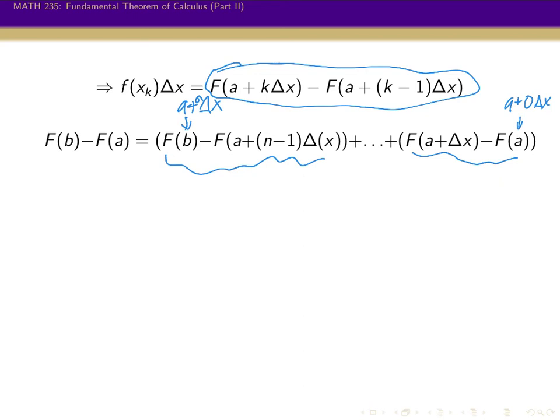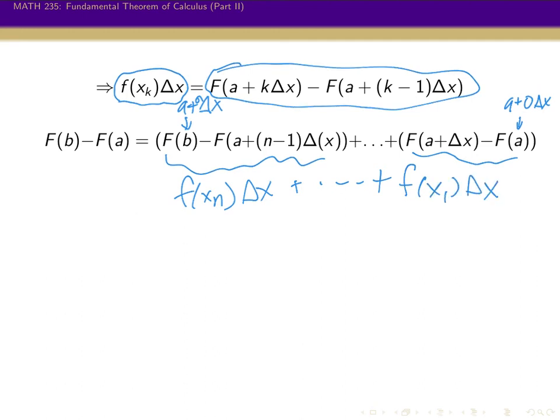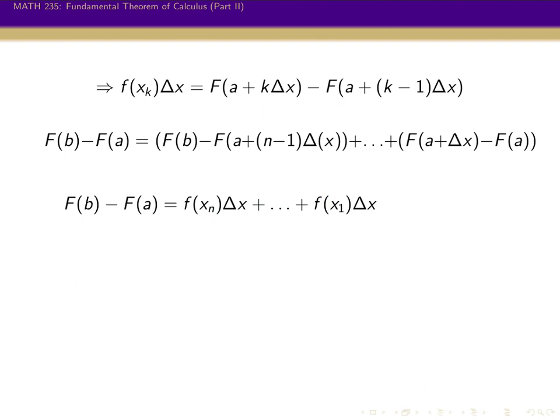And so we can substitute in for each of these differences the appropriate f of x sub k times delta x. So this first one is going to be f of x sub n times delta x. The next one is going to be f of x sub n minus 1 times delta x. And we do this all the way down to the last one, which is going to be f of x sub 1 times delta x. Okay, so let's write that in nicely. We have f of b minus f of a is equal to f of x sub n times delta x plus, all the way down to the end, f of x sub 1 times delta x.